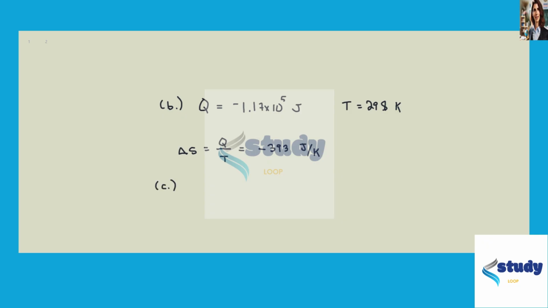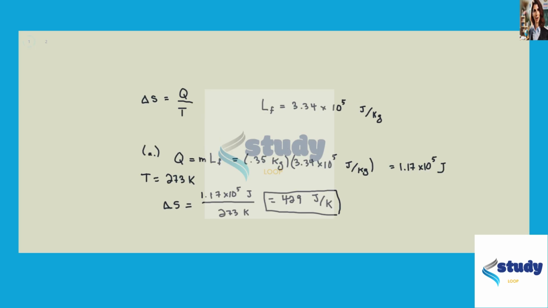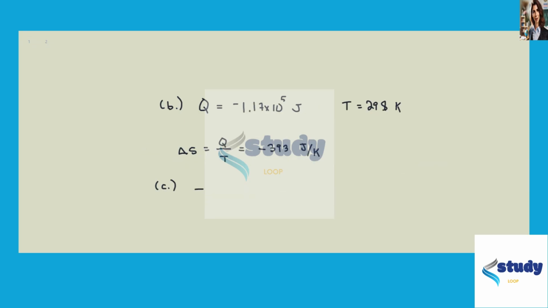And part C is concerned with the overall change in entropy. And what we do is we take this change in entropy, and we add it to this change in entropy. When you do that, you get a total change in entropy of 36 joules per Kelvin. And notice that this is positive, as the second law of thermodynamics tells us it must be.